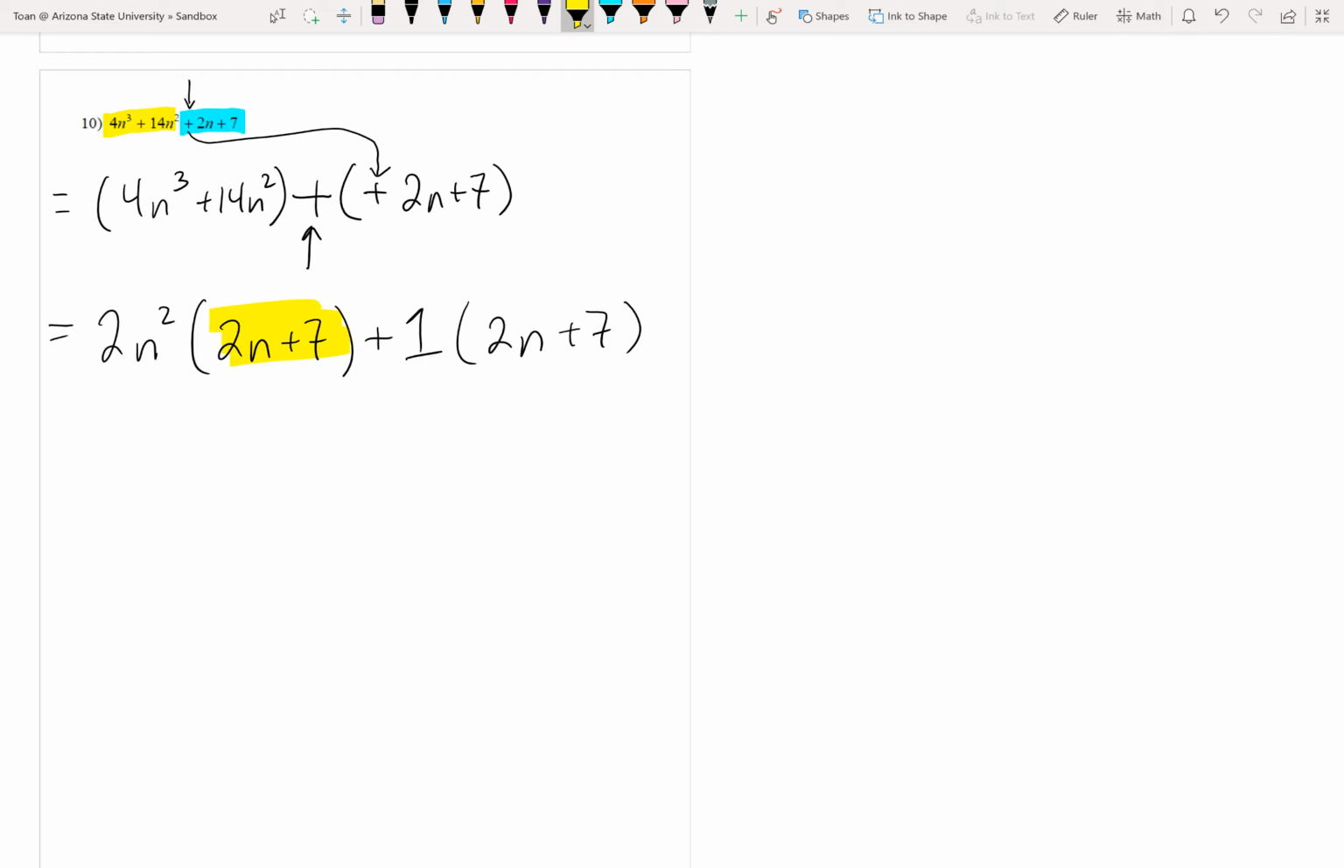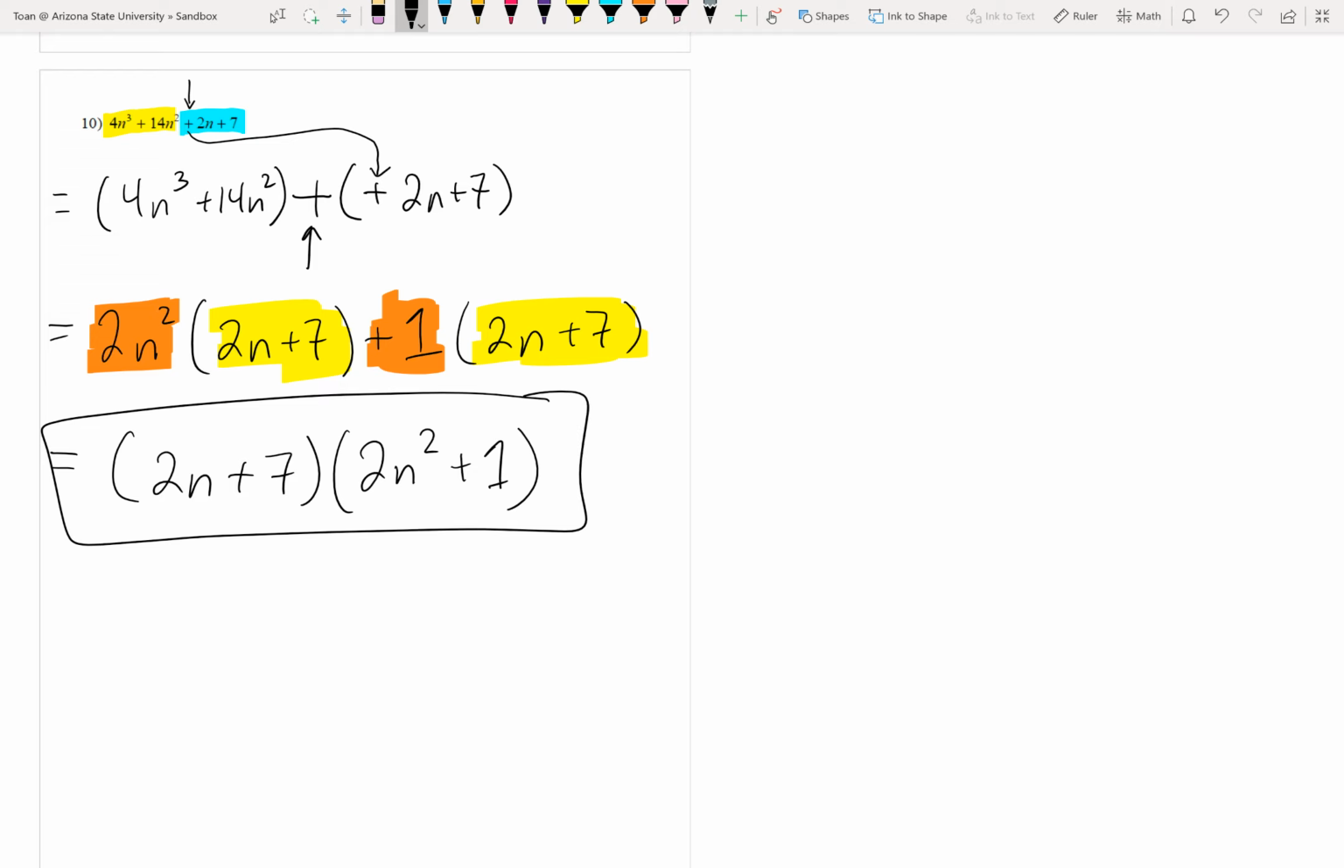Your ultimate goal is to get these parentheses the same, which they are. And because they're the same, we can factor it out in front. And then your second parentheses will always be the leftovers. And what's left over, we can see, is a 2n squared and a plus 1. So that goes here. And that is the factored form of that cubic.